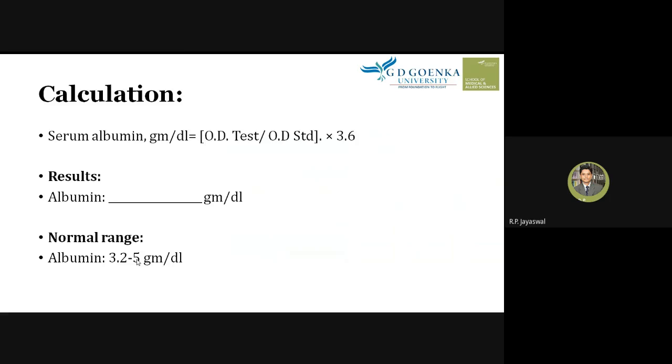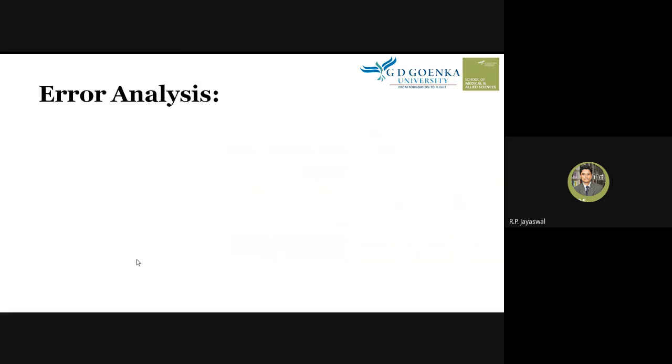This albumin protein is usually synthesized in the liver. The liver is responsible for making an abundant amount of albumin protein, and it comes into the blood. It helps in the transport of many substances. It maintains the osmotic pressure and prevents leaking of the blood vessels. So this is the calculation, result, normal range, and clinical significance we have studied.